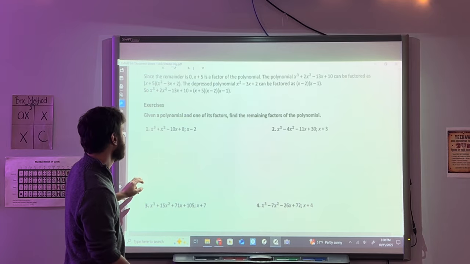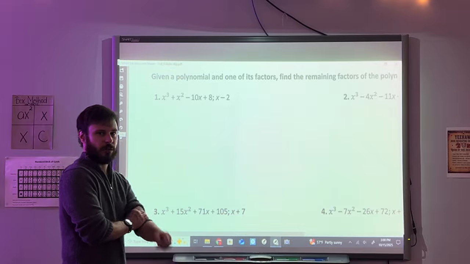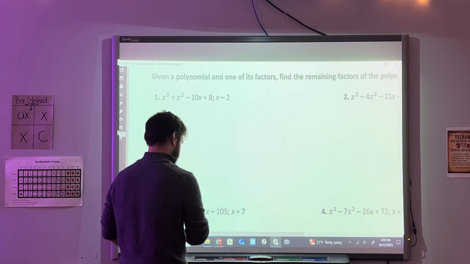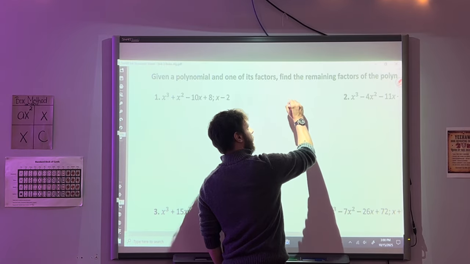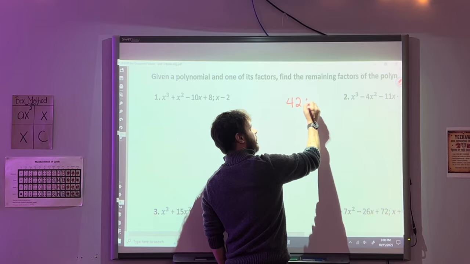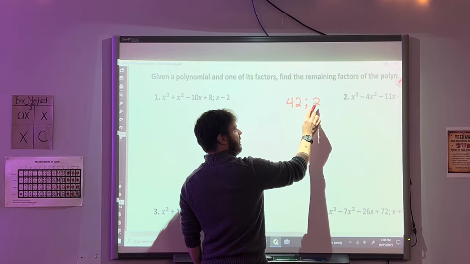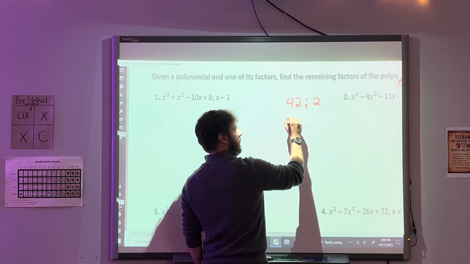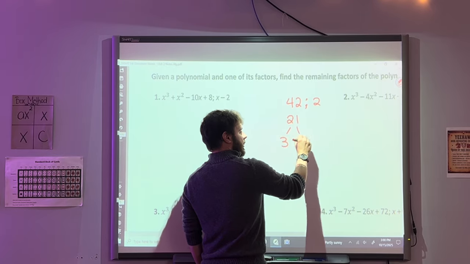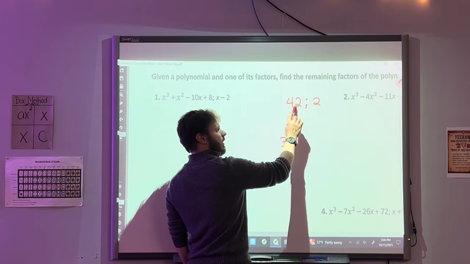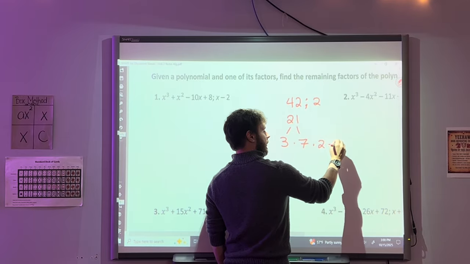Right here. We have been given a polynomial and one of its factors. Find the other factors. Okay. Remember, a factor is just a thing that multiplies. That's like saying I give you 42 and one of its factors is 2. Find the other factors. So you'd be like, okay, I'm going to divide this into that to get 21. What are the factors of 21 now? 3 and 7. I was given one factor, I found the other 2, because if I multiply all of these together, I get back to 42.